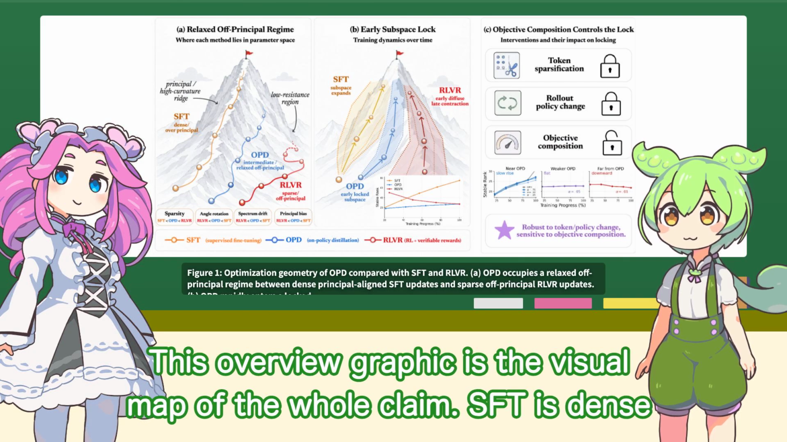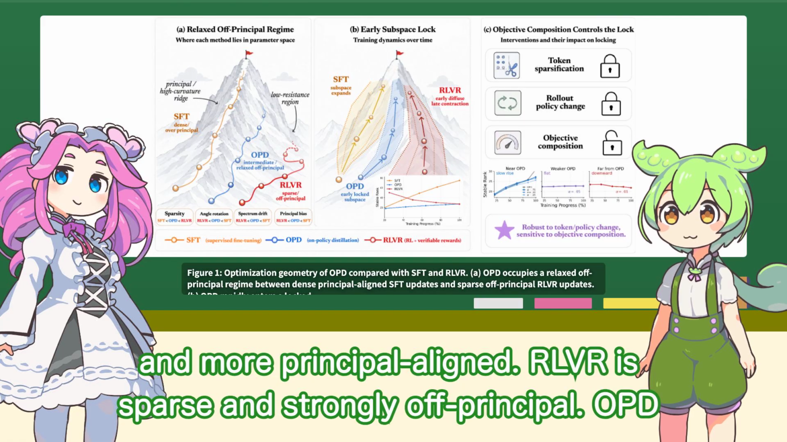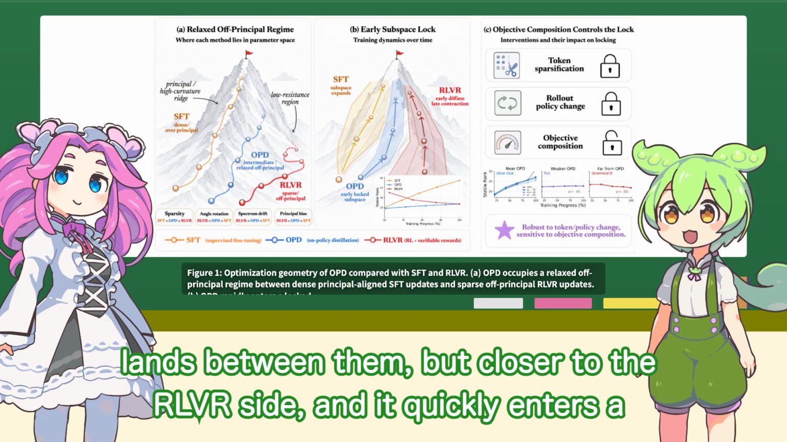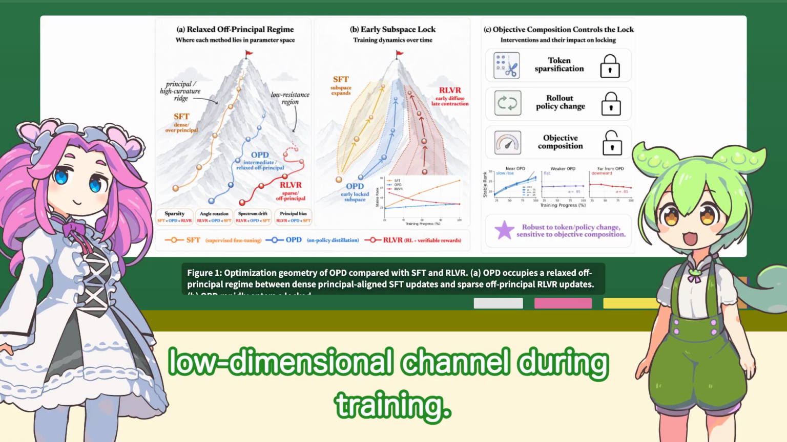This overview graphic is the visual map of the whole claim. SFT is dense and more principal aligned. RLVR is sparse and strongly off-principal. OPD lands between them, but closer to the RLVR side, and it quickly enters a low-dimensional channel during training.